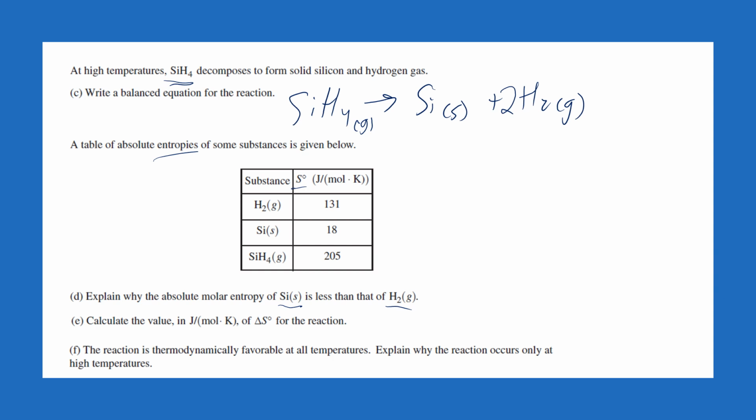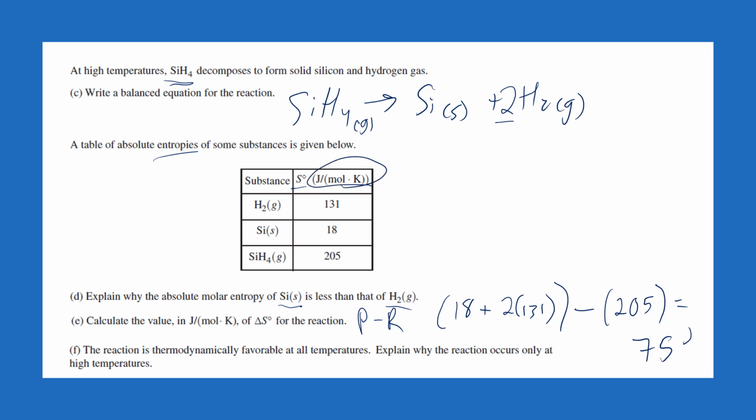For part E, calculate the value in joules per mole Kelvin of delta S for the reaction. So, and this is on your formula sheet, but it's always products minus reactants for entropy. You just need to take the coefficients into account. So I would add up the 18 from the solid silicon, and I would do 2 times the 131 from the hydrogen gas. That's my products minus the SiH4, the reactants, at 205. And when you subtract that, we get 75. And it's the same unit as in your data table there, joules per mole Kelvin.